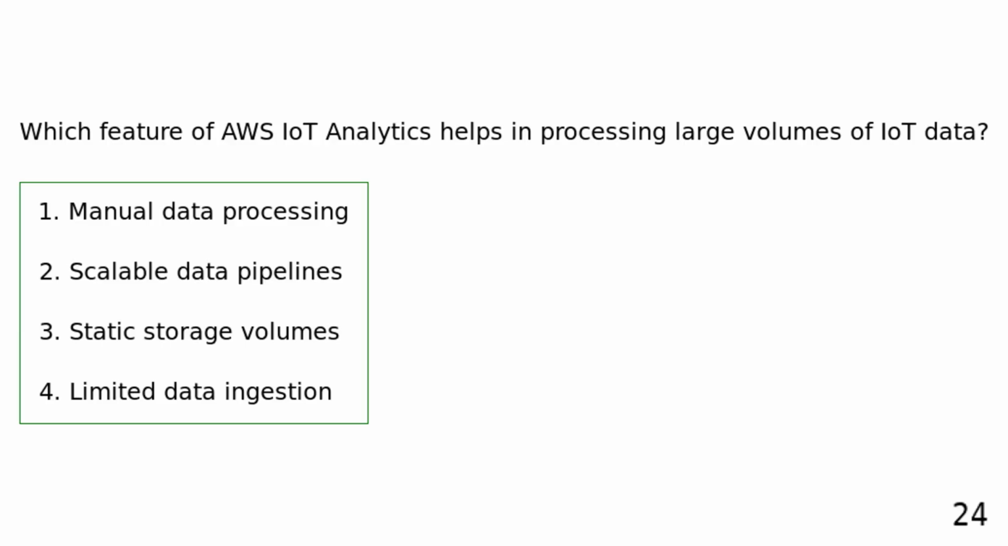Which feature of AWS IoT Analytics helps in processing large volumes of IoT data? Manual data processing. Scalable data pipelines. Static storage volumes. Limited data ingestion.